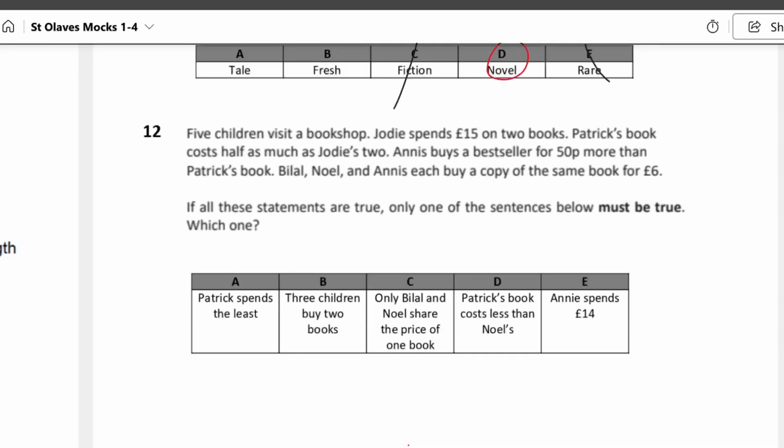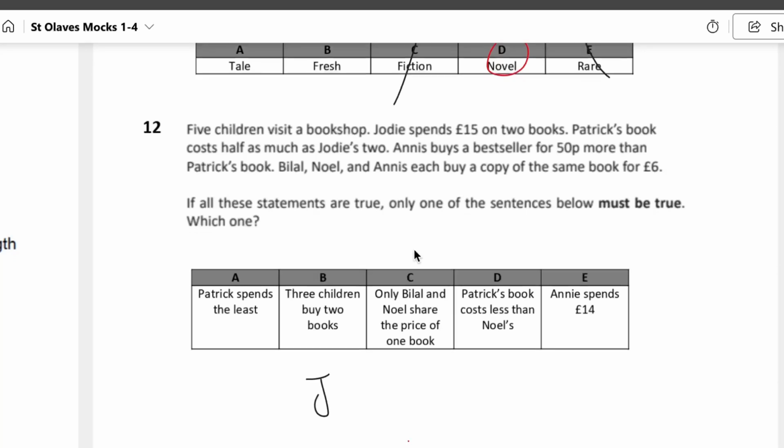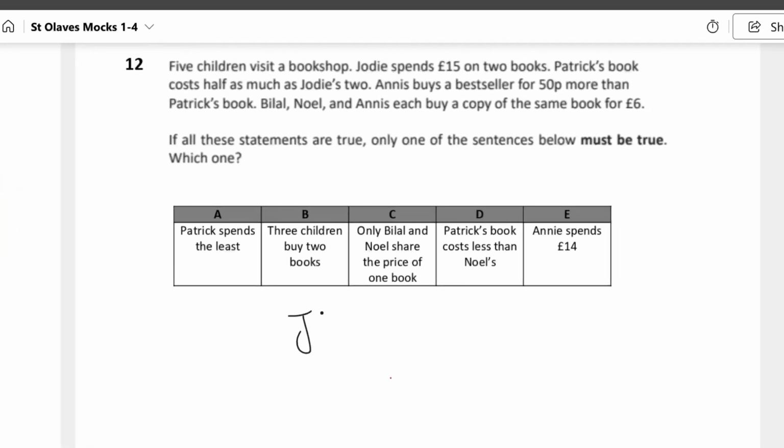Question 12, I'm going to make some notes over here so you can see how much these kids are spending, and I'm just going to scroll down over here. So Jodie spends 15, and we know that Patrick's book costs half as much as Jodie's too. So Patrick is equal to £7.50 because that's half of 15. Let's make that a 0. And then Anise buys a bestseller for 50p more than Patrick, so that's going to be £8.